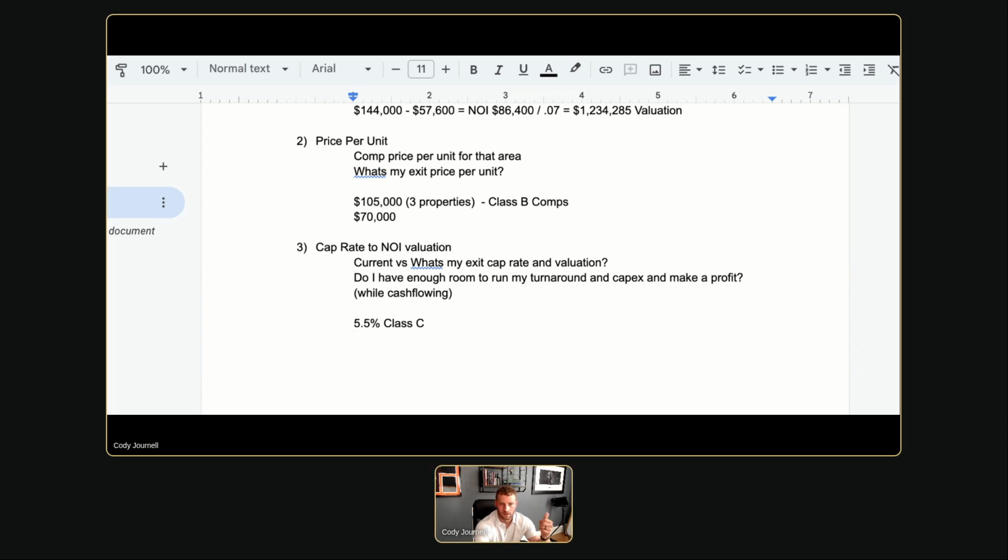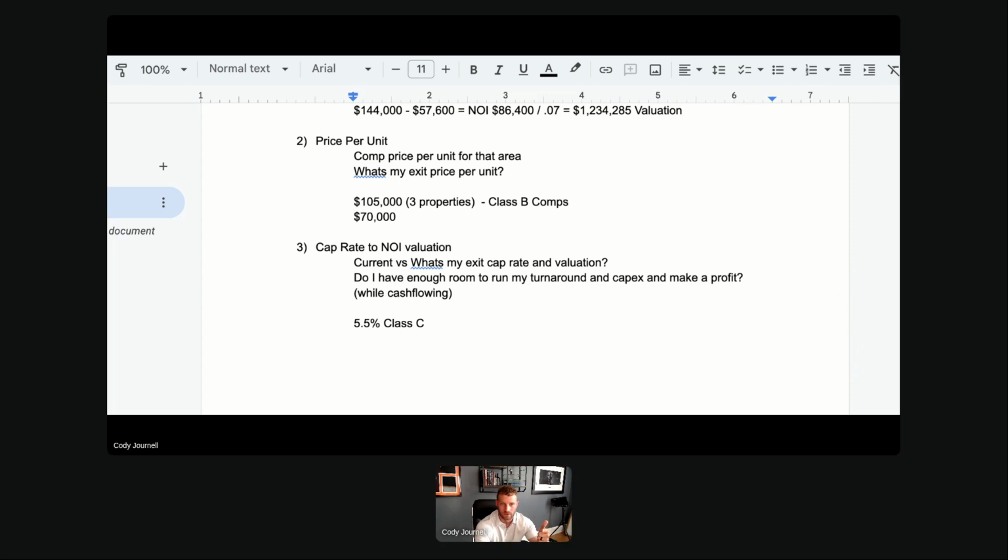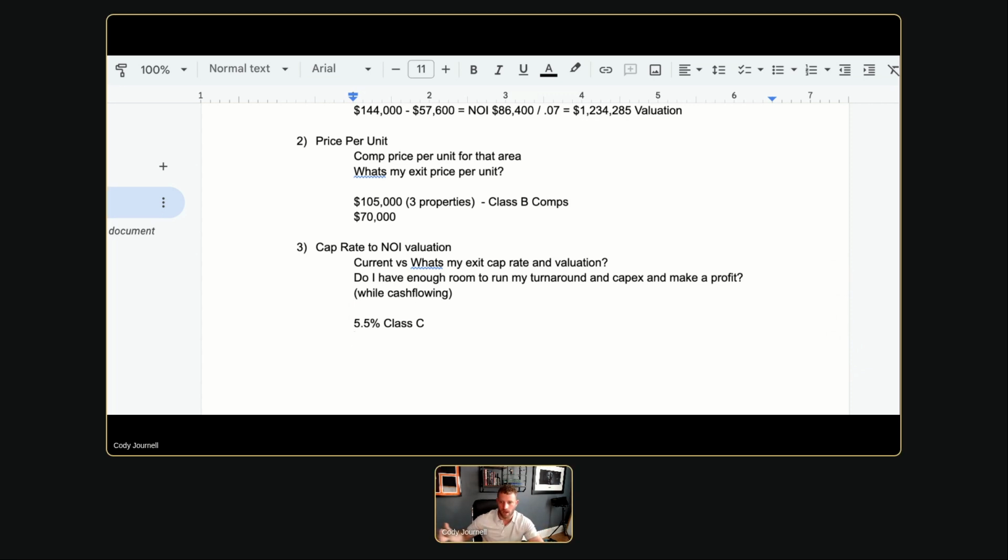But again, current cap rate: what are you buying it at versus what your exit cap rate is for that valuation? And then what do I have to do in the meantime to do my value add plan and add value to the property? If you're buying it below the cap rate that you're trying to exit at, probably not going to be a ton of room there, unless you're getting it at a pretty low price, even at a 5.5% cap rate. So that's the three methods that I use.